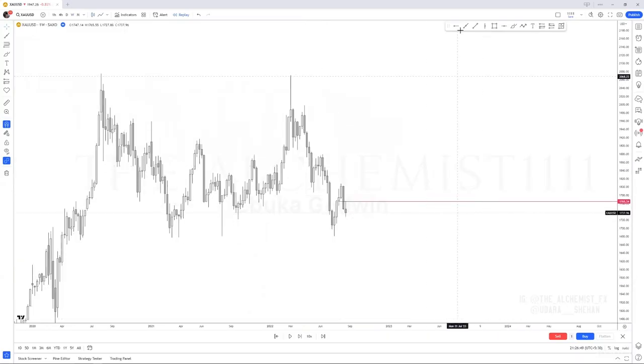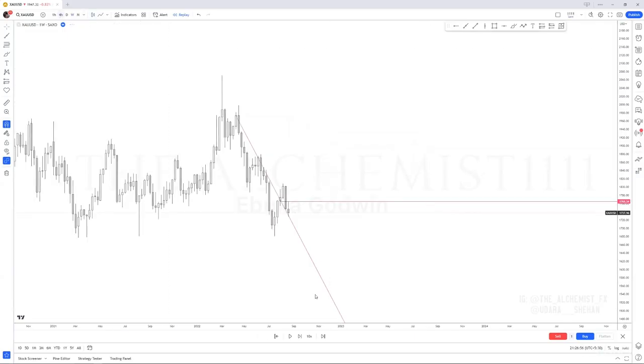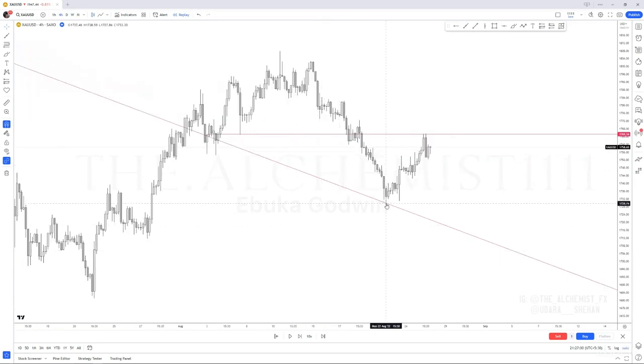Okay, look at this. What's that? A break and retest, right? A break and retest trend line. And if you go to H4, see that? Where did the buy come from? Trend line. From the trend line.